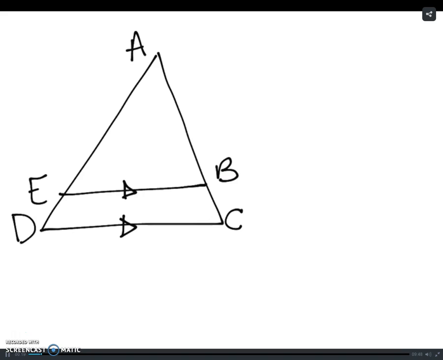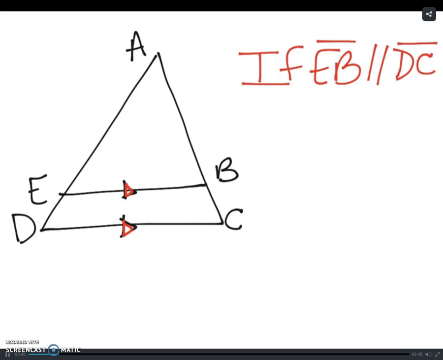Okay? And you're also going to notice that line EB and line DC here are marked as being parallel. And that's the first key piece of information, is that these two lines have to be parallel in order for the rest of what we're about to say to work. Okay? So if EB and DC are parallel, that's our if portion, then this is what we're going to know, then we can set up this proportion.